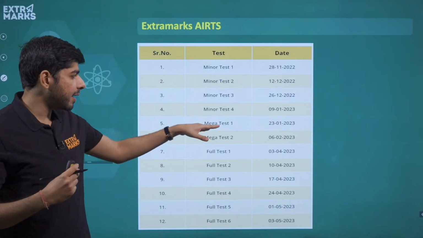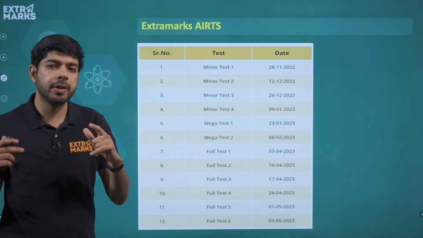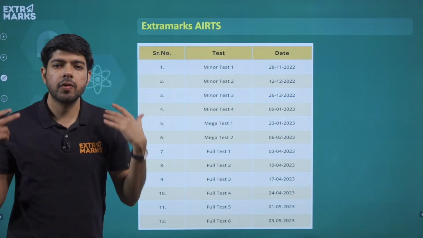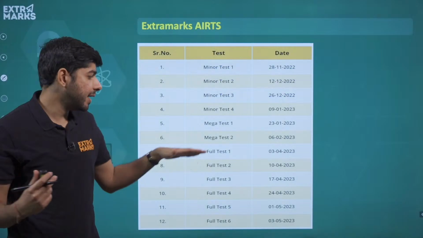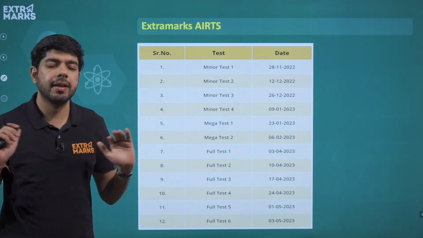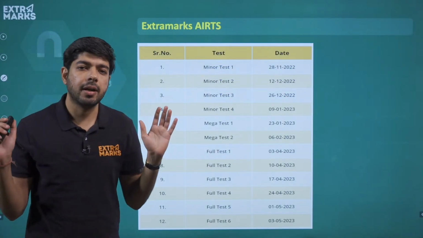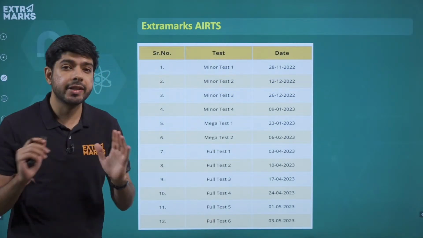And then we have mega test. So guys, what is mega test? It is the full syllabus of one class. So mega test 1 is the full syllabus of 11th class, mega test 2 is the full syllabus of 12th class, and then full test, which is exactly NEET pattern, 11th and 12th complete syllabus. Then we have 6 full tests.